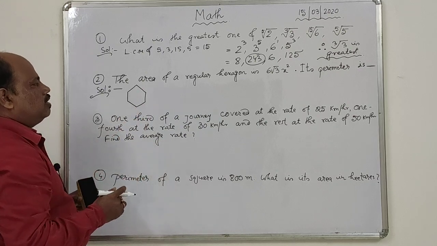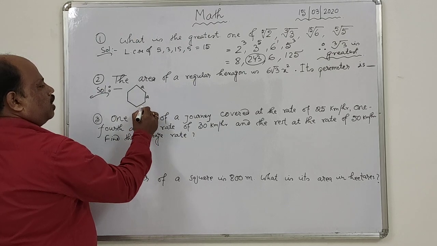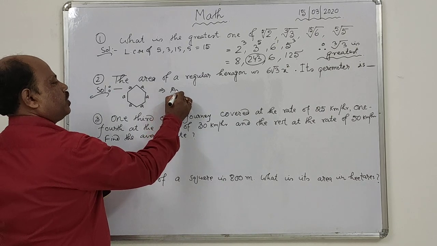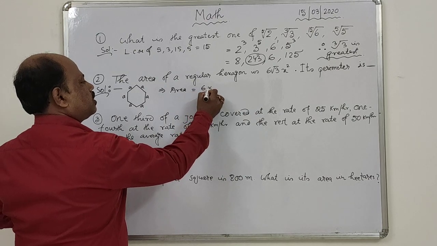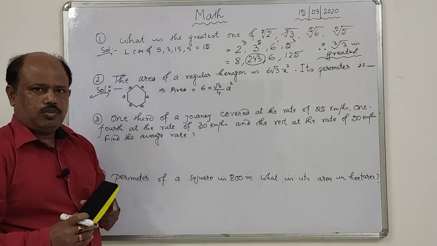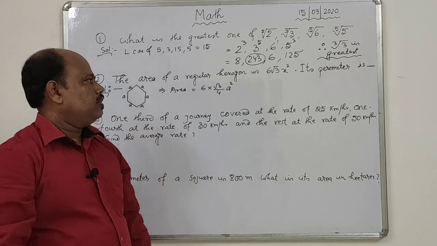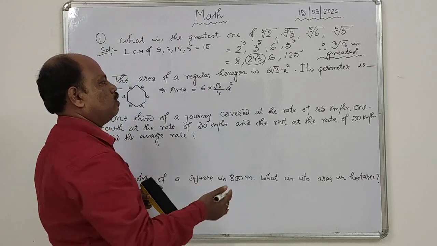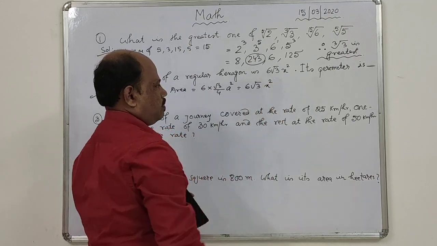This is the shape of a hexagon. All sides are the same, and if you think all sides are a, then the area of this regular hexagon equals 6 into root 3 by 4 into a square. Yes, 6 into the area of the equilateral triangle, that is 6 into root 3 by 4 into a square, and that is given in the question as equal to 6 root 3 x square.